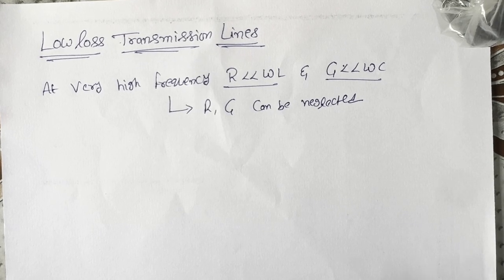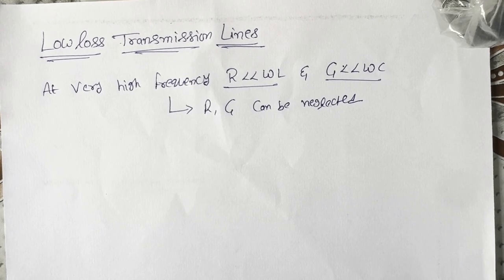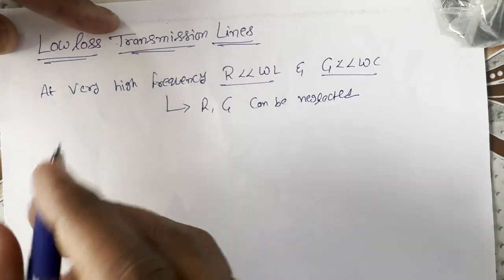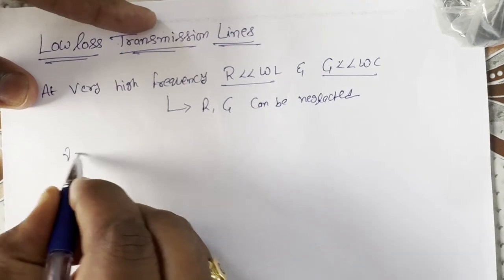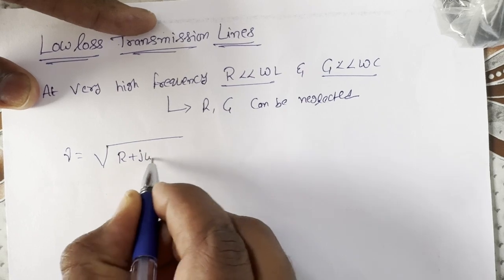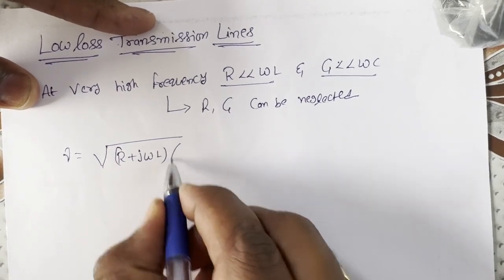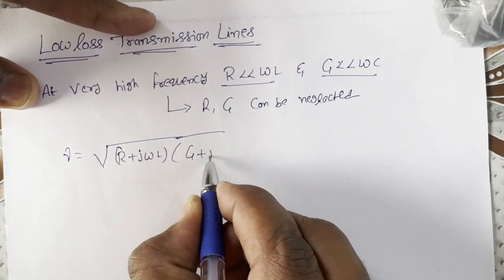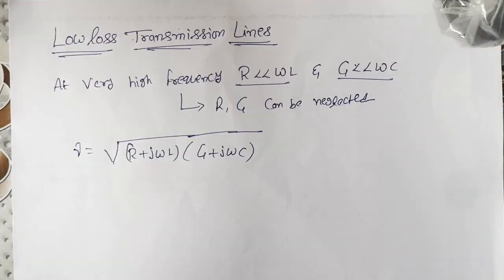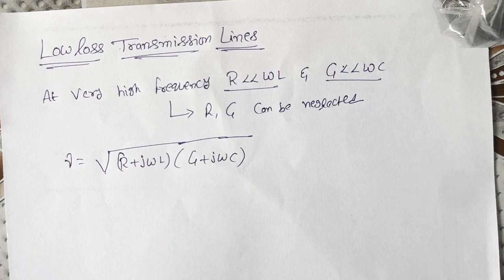Now, by considering these values, we simply have to calculate the rest of the parameters, propagation constant, characteristic impedance, all those. For that we have propagation constant gamma equal to square root of (R plus j omega L) into (G plus j omega C). It is the expression for propagation constant.